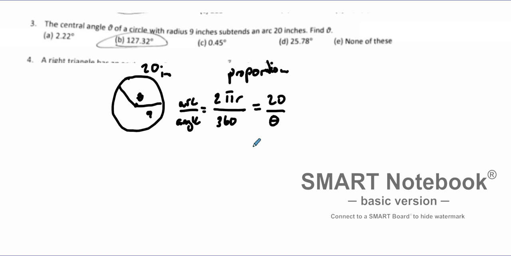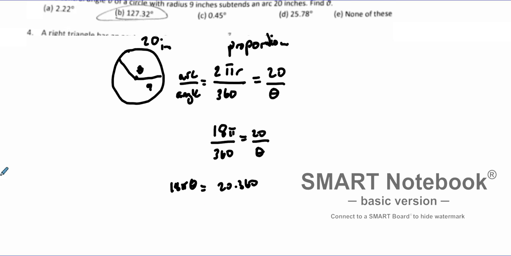Now we want to solve, and we're just going to plug in our values. Our r is 9, so we're going to have 18 pi times 360, and that's going to equal 20 over our theta. This is the angle we'll be looking for, the angle in the middle. Next we're going to cross multiply. We take 20 times 360, and 18 pi times the angle. Now we're going to solve for the angle.